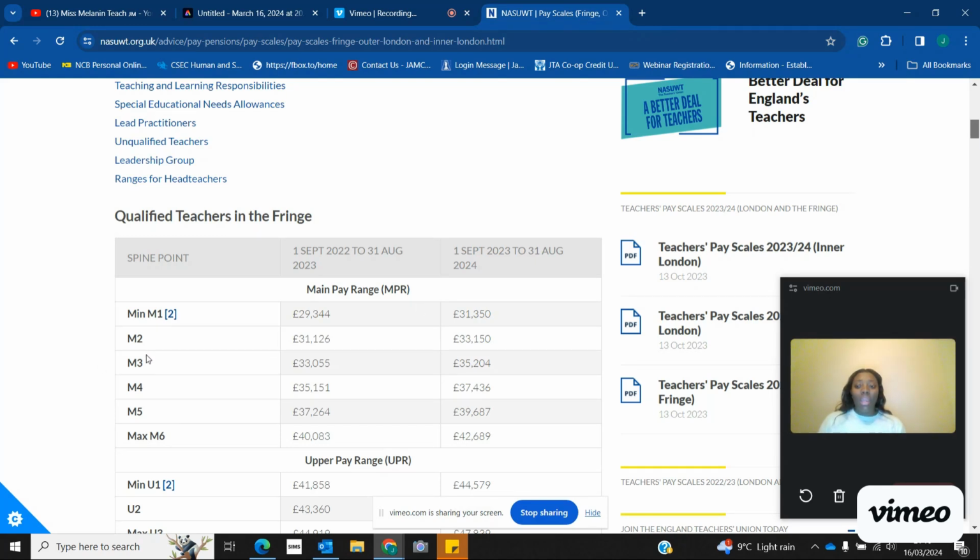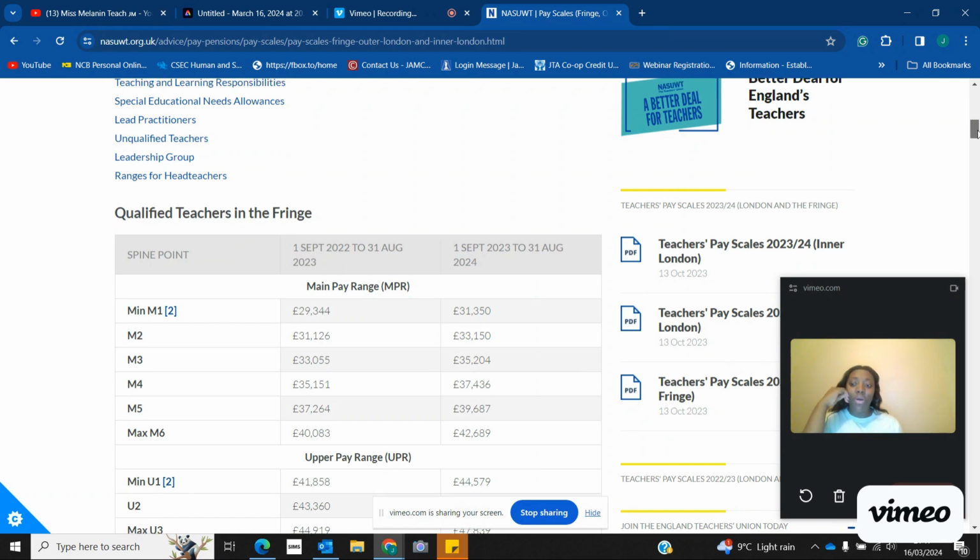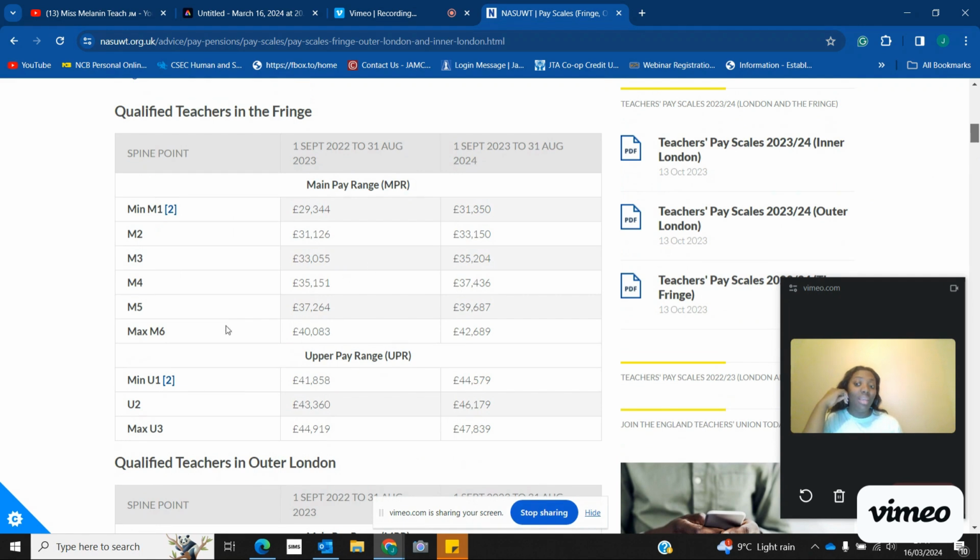The M1, M2, M3, it just means the number means the amount of years normally that you're teaching. So say for instance, M2 would be you've been teaching for 2 years and you have references to back that up. M6 would mean that you're teaching for 6+ years as well. To get onto UPR, which is upper pay range, you'd have to show evidence.